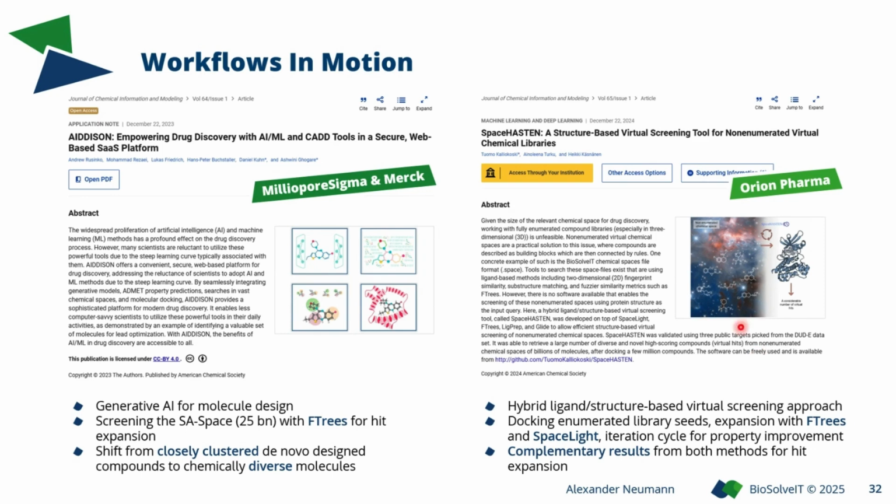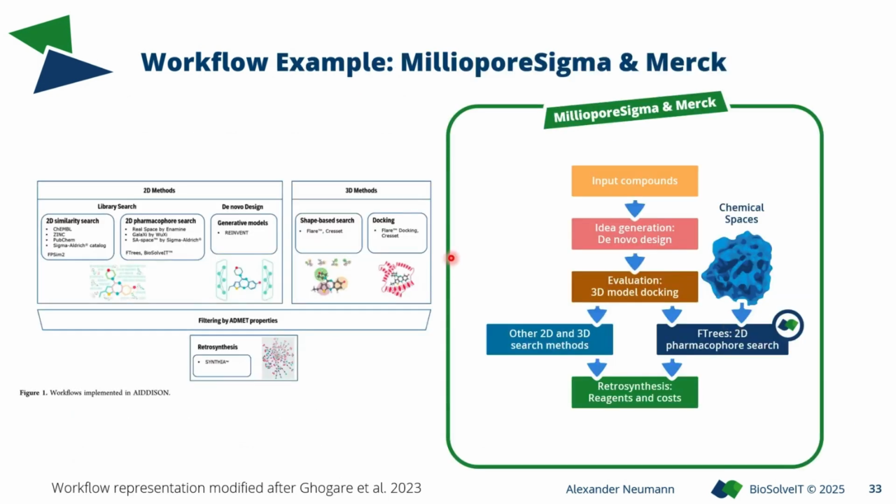I'll talk about Orion on the upcoming slides. So basically what Millipore Sigma did, this is the workflow that I have modified a little bit to make it clearer. So basically you start with input compounds and then you just use REINVENT for the de novo design of compounds. I think most of you know REINVENT. I don't have to waste my breath here.